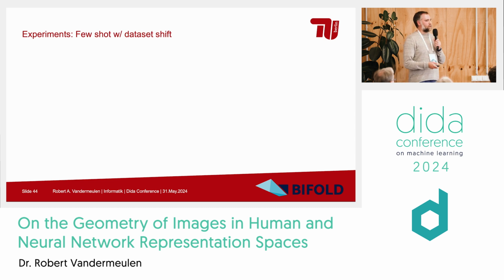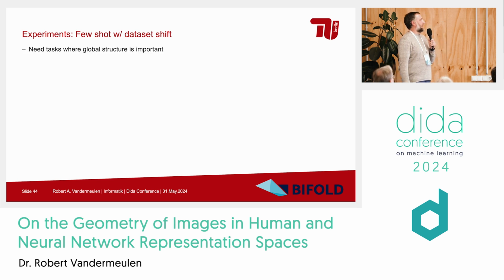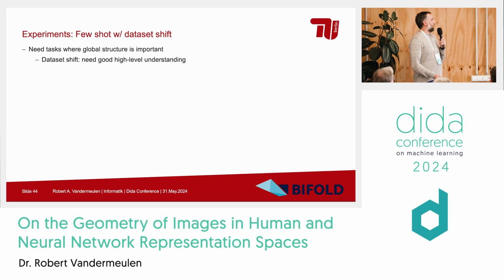Okay, so where is this useful? We found a few nice applications of this. We need tasks where the global structure is really important. Dataset shift is good for this because you need to have a good high-level understanding of how objects are similar and different.